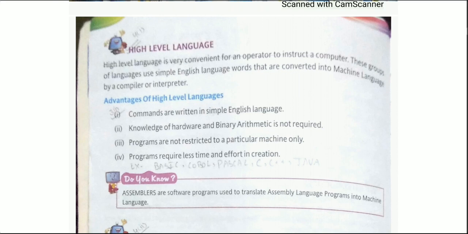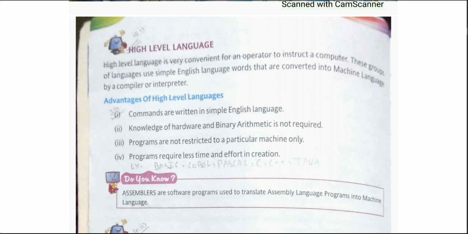So this group of languages uses simple English language words that are converted into machine language by a compiler or an interpreter. Afterwards, we will learn about the compiler and the interpreter. Firstly, please focus on the fact that in high level language, we are using simple English language words. Okay, so simple English words are converted into machine language with the help of a compiler or an interpreter. Yes, so now let us see some advantages of this high level language.